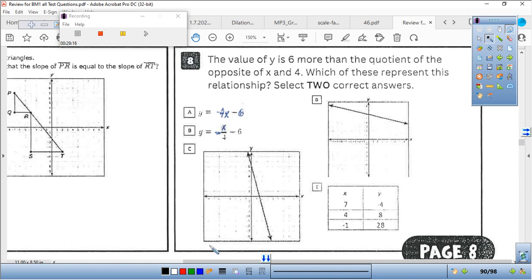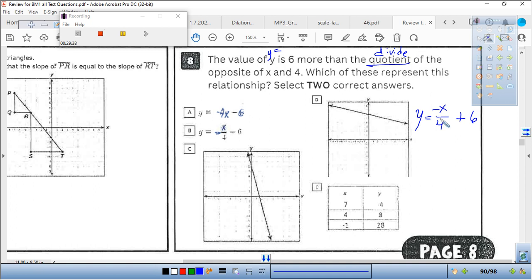So this is asking you to give the value of y, so that's y equals. We're going to start off with y equals 6 more than, so that's going to put a plus 6. That goes back to 7th grade. The quotient means to divide. So divide the next two numbers, the opposite of x, so negative x and 4. That's basically what it's asking you to do, and graph it on the calculator.